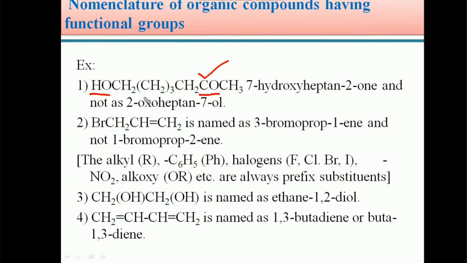CH2 thrice. So these are 3 carbon atoms, 4, 5, 6, 7. So this is the parent chain of this given organic compound. 7 carbon atoms are present, hence its name as a hept. And also it is having a C double bond O. This is the principal functional group.